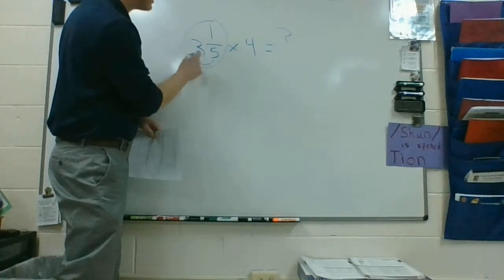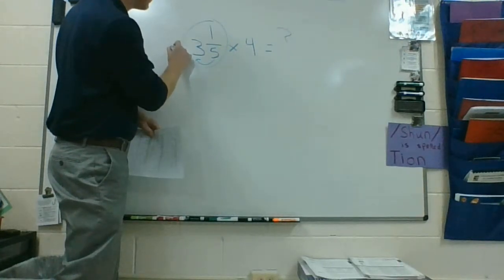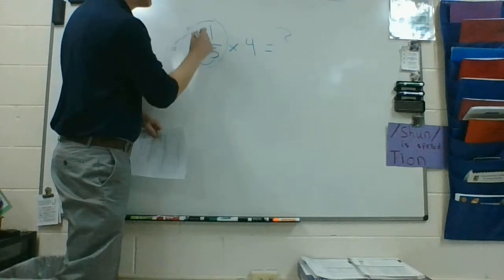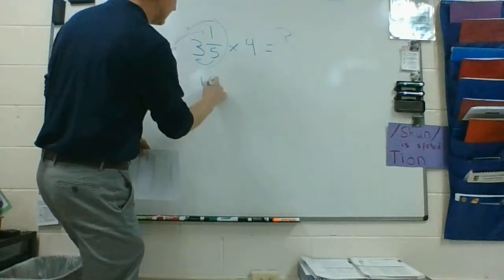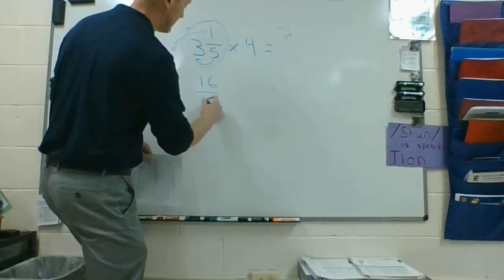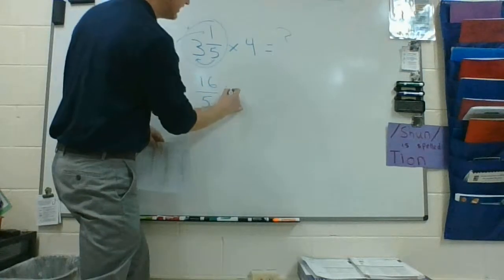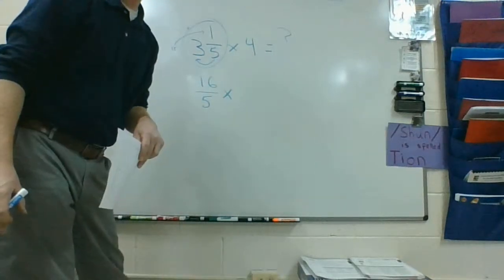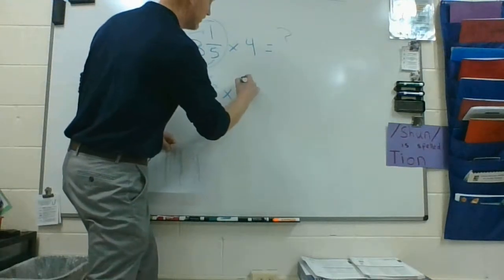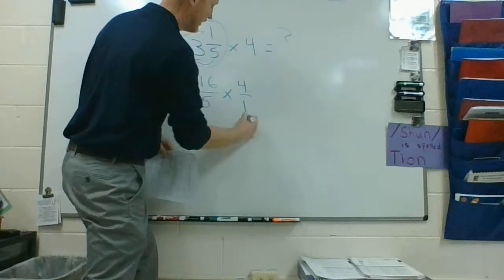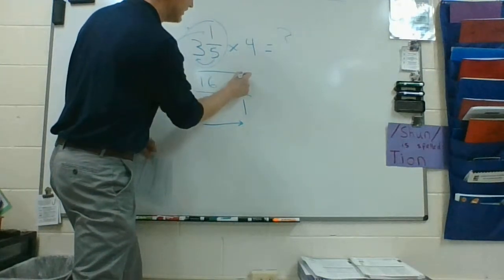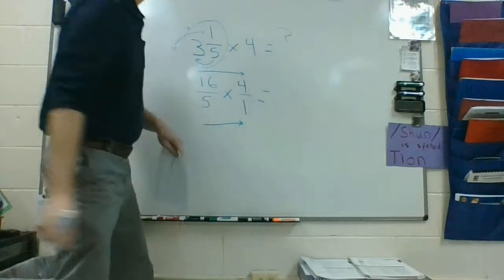5 times 3 is 15. I'll write it really small. And I'm going to add that 15 to the 1, which makes it 16. And our denominator stays the same. Times, now I told you, 4 can be represented as a fraction as 4/1. So now I have my equation rewritten properly, and I can easily multiply it.